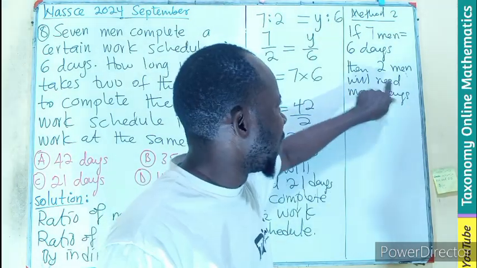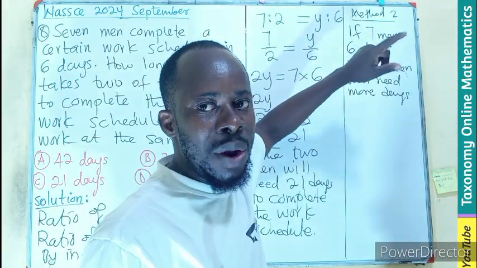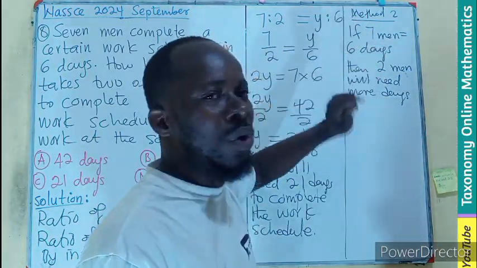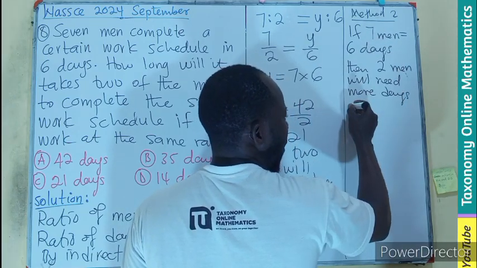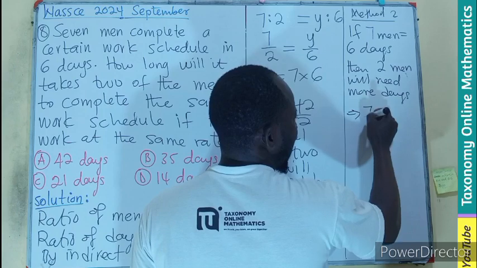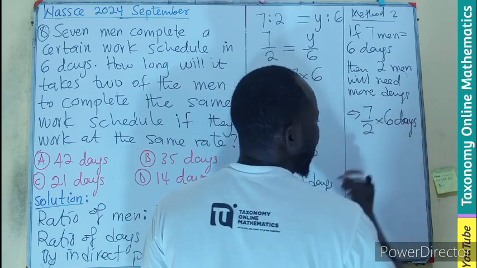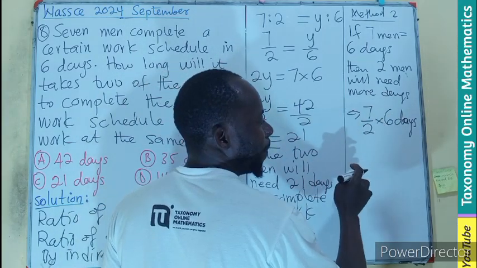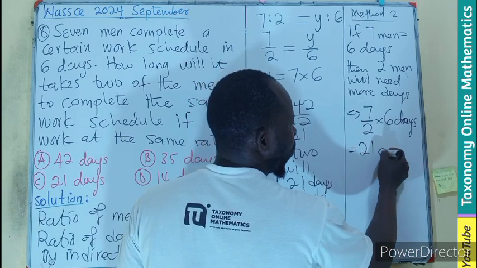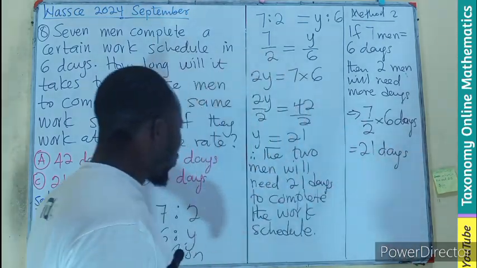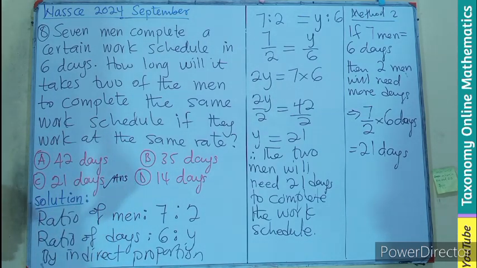So if more, let's divide. If 2 will be needing more, then the less of the men, because we have the men already, we are looking for the days, so the less of the men will divide. And between 7 and 2, 2 is less. So this will imply that 7 divided by 2 multiplied by 6 days, and you can see these 2 can go there. That will be 3 times 7, which will give us 21 days. So with the possible answers we have, we are going to pick option C as the correct answer.